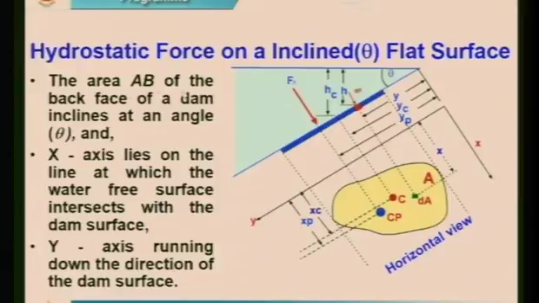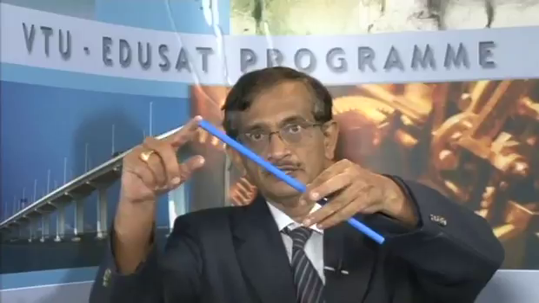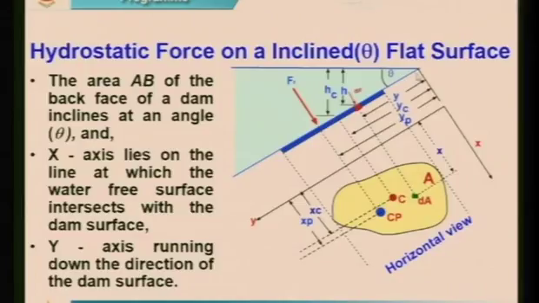The area AB of the back face of a dam inclines at an angle theta. You can see here the angle theta, which will vary between 0 to 90. The X axis lies on the line at which the water free surface intersects. You can see here, if I take this plate exactly like this one, it is going to intersect the water level, that value is here, this point. So, this is going to be your y axis and the x axis will be opposite.